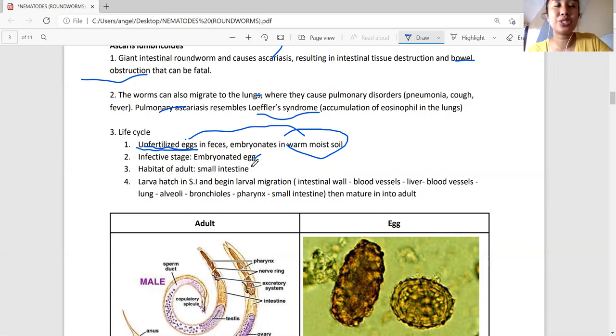So, di ba ang habitat ng adults is the small intestine. Then the larva will hatch in the small intestine. It will turn into the adult and begin larval migration. So nag-embryonated egg ka. Tapos once the larva hatches, it will migrate in the small intestine. It will mature there. Babalik dyan. So larval migration. So it will move to the intestinal walls, blood vessels, liver, blood vessels, lungs, alveoli, bronchioles, pharynx, lulunukin mo, pupuntang digestive system, then mature into adult.